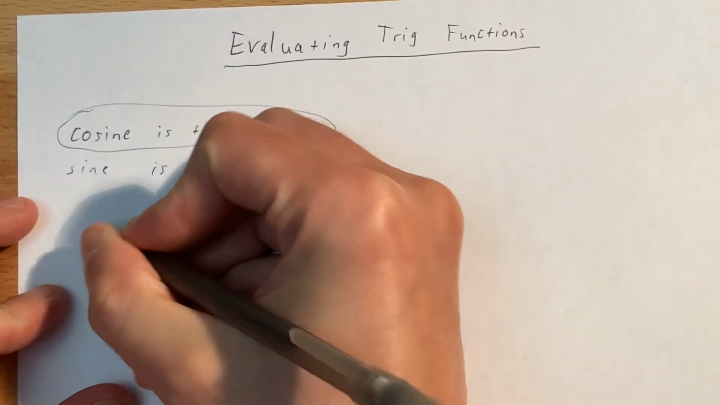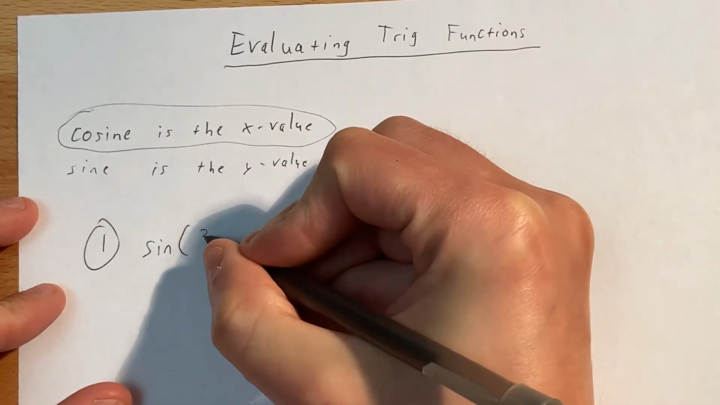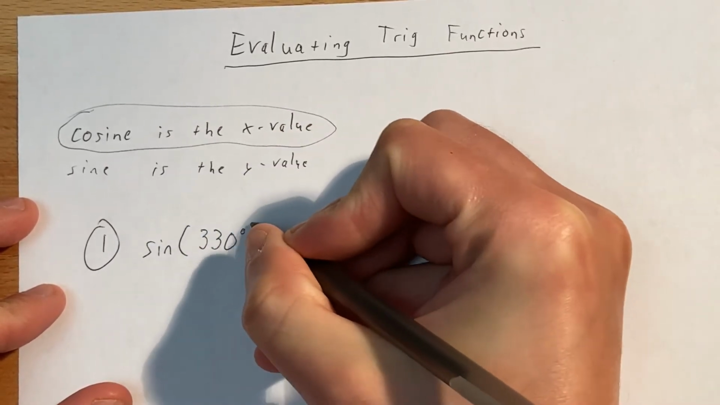So here we go. Let's just start easy peasy. Find the sine of 330 degrees.